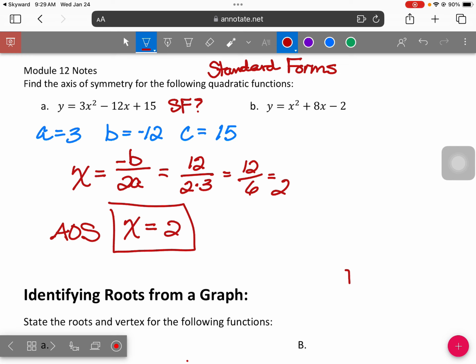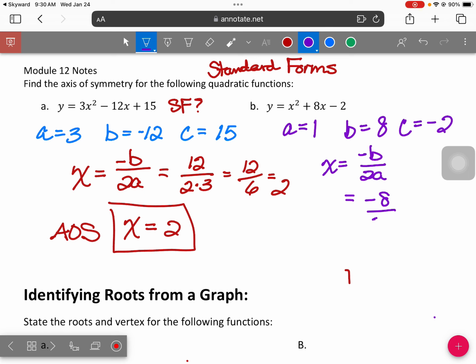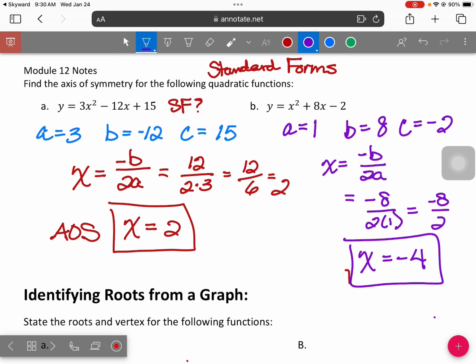So, let's see. Give me the A value. 1. Give me the B value. And the C value. -2. And the formula for the axis of symmetry says x is equal to the opposite of B all over 2A. So if B is 8, the opposite of B is going to be -8 divided by 2 times A, which is 1. That is -8 divided by 2. So x equals -4. How many had that for an answer?